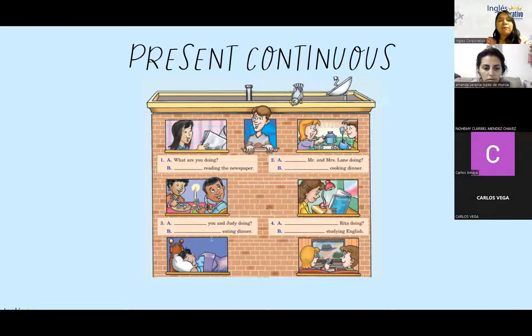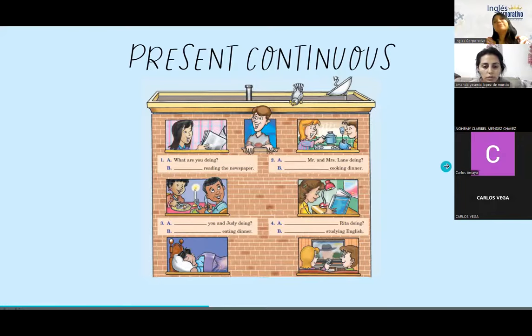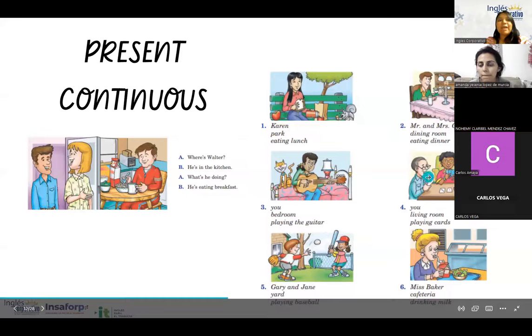Okay. So now formulate the question for this image. What is he doing? Give me the answer. He is sleeping. He is sleeping. What about this one? What are they doing? They are watching TV. Excellent. Okay. So now let's see.